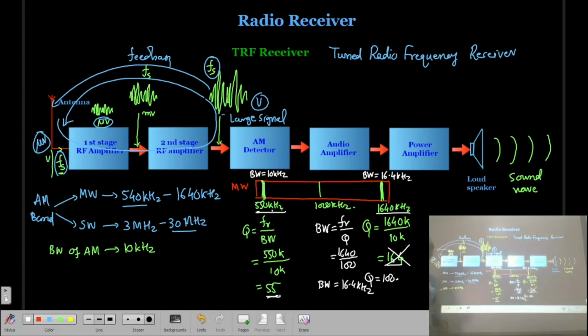It means the bandwidth goes on changing. By changing the tuning frequency, the bandwidth of the receiver is also changing, and it is going to increase. Now, if the bandwidth will increase, then what will happen? Let us see.